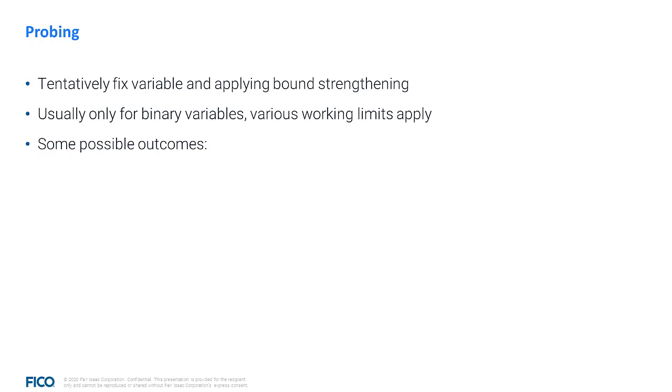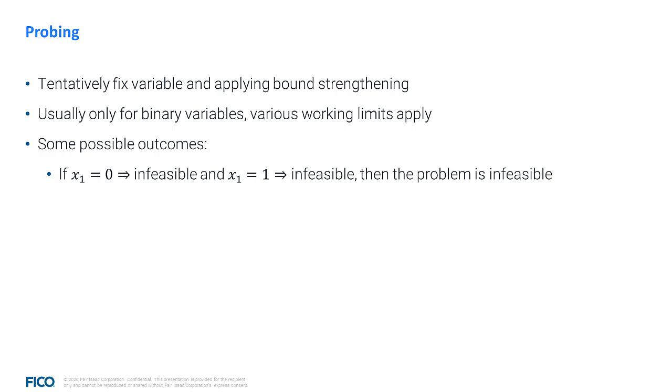Precisely, we choose a binary variable, first fix it to 0, apply bound strengthening procedures, and subsequently do the same for the variable fixed to 1. Then we analyze the consequences. In the following, assume that x1 would be a fractional variable in the current LP relaxation. Let's look at some cases of what we can learn by probing.